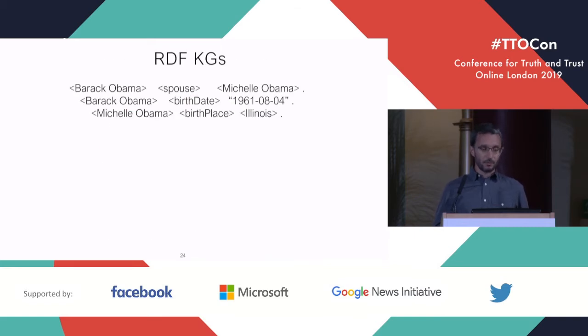To make it clearer, a knowledge graph based on RDF looks like this. We have triples, and they express the relationship between entities, such as Barack Obama and Michelle Obama, who are in the spouse relationship. But we can also have entities and values, such as the birth date of Barack Obama being 1961. So we say that we have subject, predicate, and object.